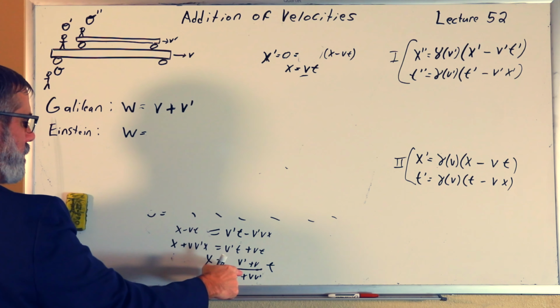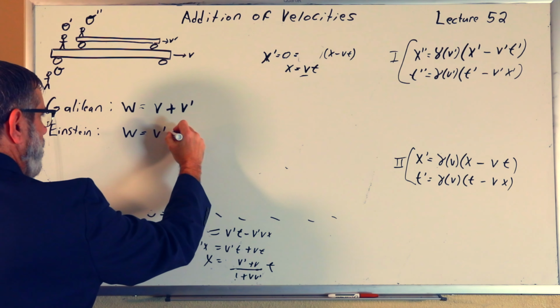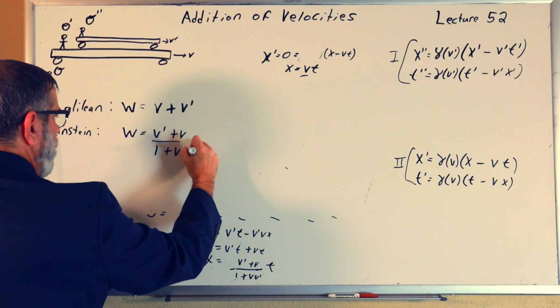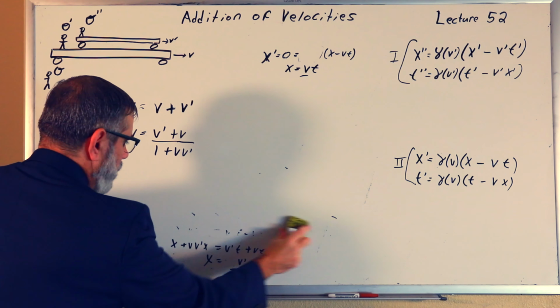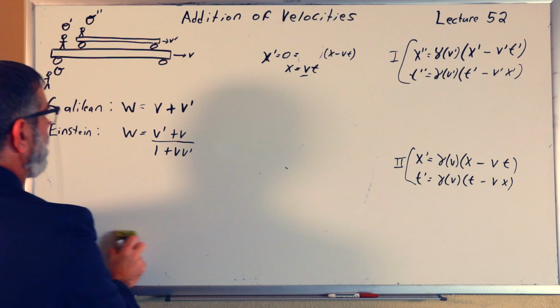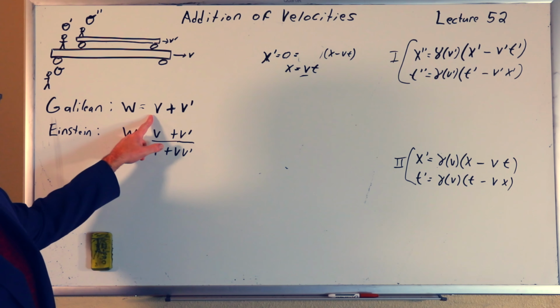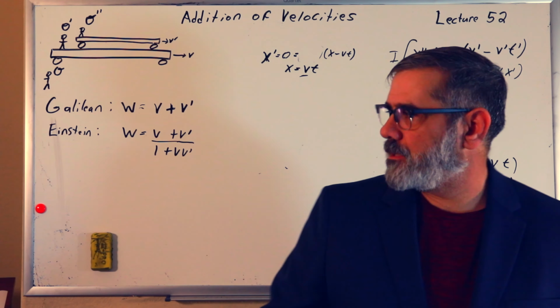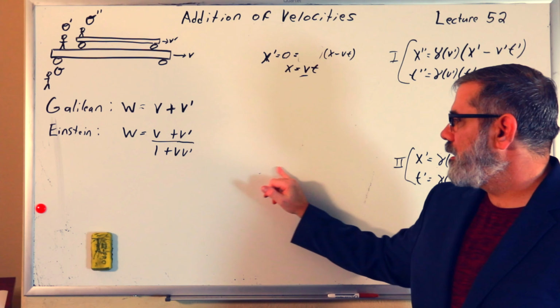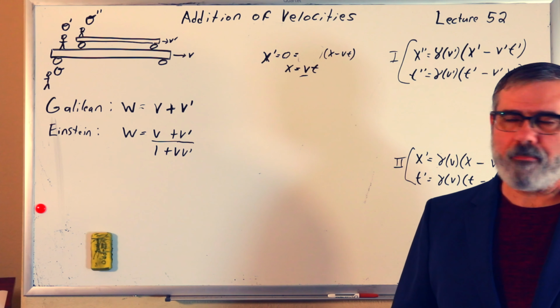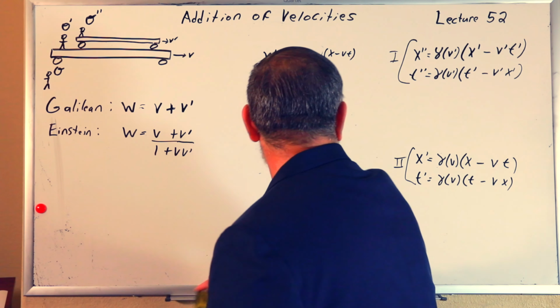W equals v prime plus v divided by 1 plus v prime. So it looks almost the same. I guess I can move the v prime over there. It looks almost the same as the Galilean transformation, except we're dividing by this term here: 1 plus the product of the two relative velocities. You see that? Yes. So what are the consequences of that?